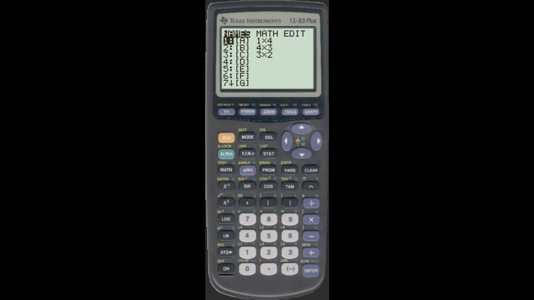Now, did it say to do A times B? Let me look here. Yeah. So we're going to grab matrix A, and then you don't have to put any operators. You can grab the next matrix and put them right next to each other. Hit enter. There's your answer.